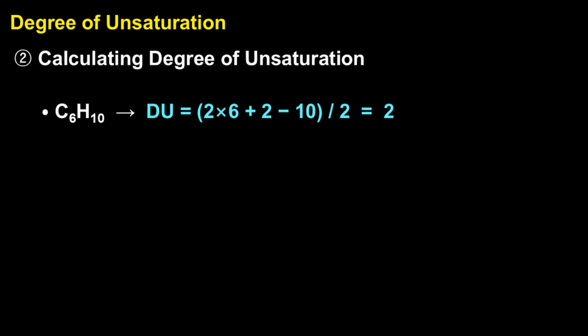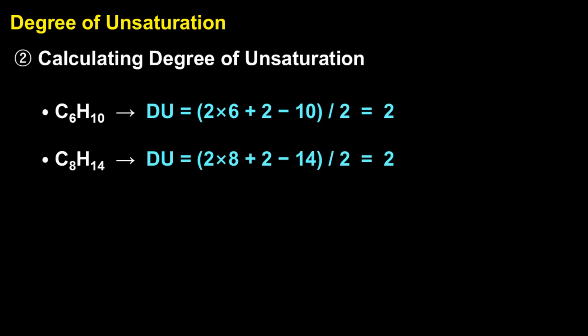Let's try calculating the degree of unsaturation for this compound, C6H10. Using our formula, DU equals 2 times 6 plus 2 minus 10, divided by 2, which gives us 2. So the DU is 2. That means this molecule has a total of 2 units of unsaturation. It could be 2 double bonds, 1 triple bond, or maybe a ring plus a double bond.